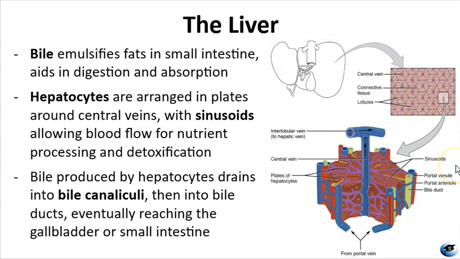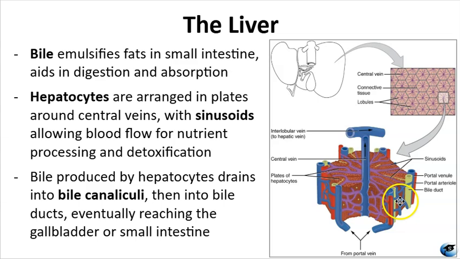Hepatocytes. Hepatocytes are the liver's main cells arranged in plates radiating out from a central vein. So that's what this looks like here, hepatocytes. Between these plates are sinusoids. Sinusoids are specialized capillaries that allow blood to flow through the liver. And as blood passes through the sinusoids, hepatocytes process nutrients, detoxify harmful substances, and regulate metabolism.